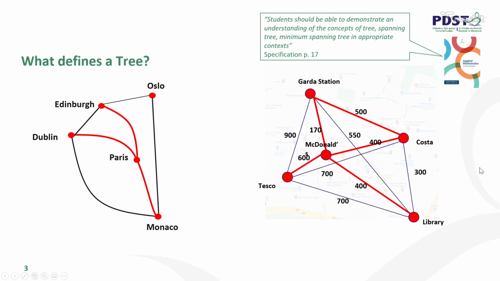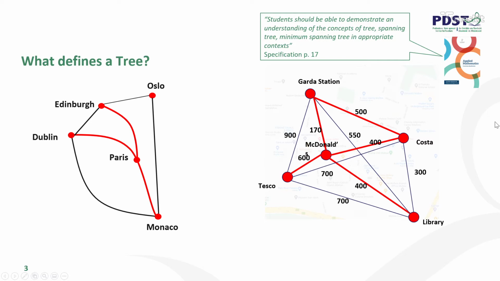A cycle, on the other hand, is a path that starts and finishes at the same vertex. It's like a closed path. We can see the closed path nature, cycle nature, of the diagram on the right between Costa, McDonald's, and Garda Station.